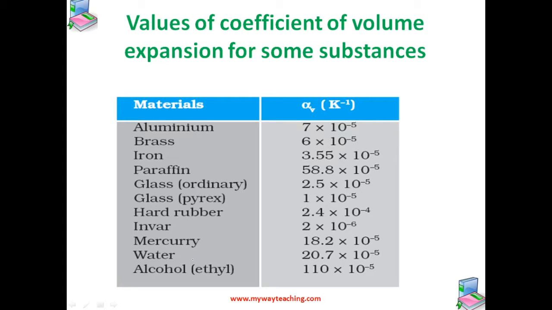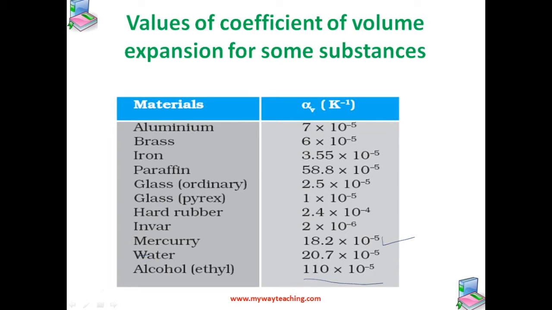And even from this table, we find that the value of alpha V for alcohol is more than mercury and it expands more than mercury for the same rise in temperature. For alcohol, it is 110 into 10 raised to minus 5, isn't it? And for mercury, it is 18.2 into 10 raised to minus 5. So, here the value of alpha V for alcohol is more than that of mercury, and it expands more than mercury for the same rise in temperature.